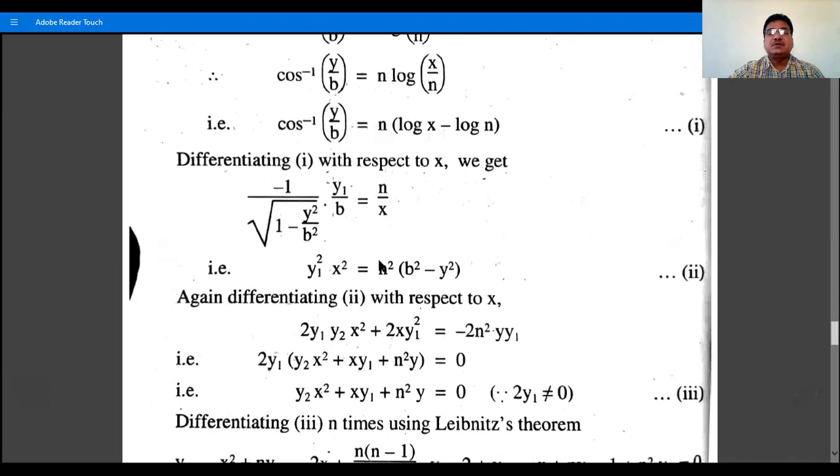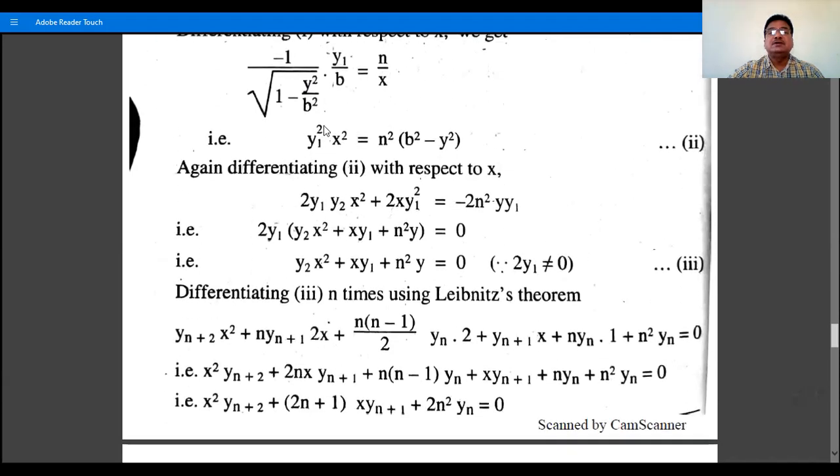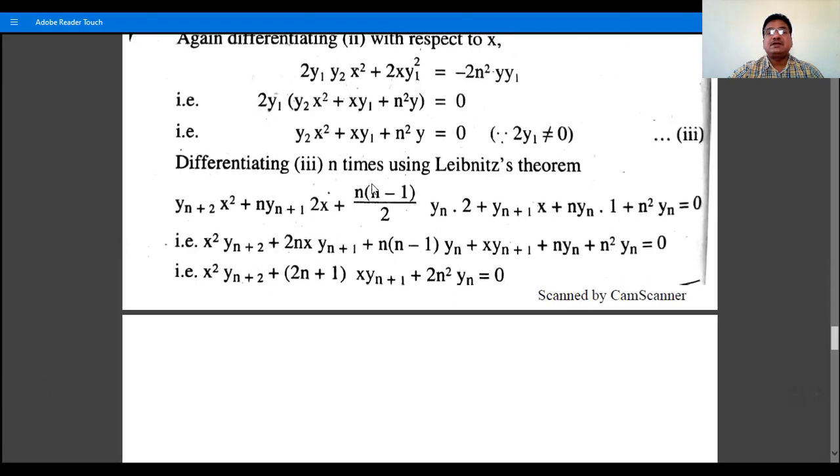And then taking the square of both sides, we have y1 square x square is equal to n square (b square minus y square). Now differentiate with respect to x. Using the u v rule, the derivative of y1 square is 2y1 into y2, x square as it is, plus x square's derivative 2x, y1 square as it is, is equal to n square, which is constant, times b square's derivative 0 minus y square's derivative, minus 2y into y1. So we have this term. After shifting this to the LHS and dividing by 2y1, we have this, and then apply Leibniz theorem.